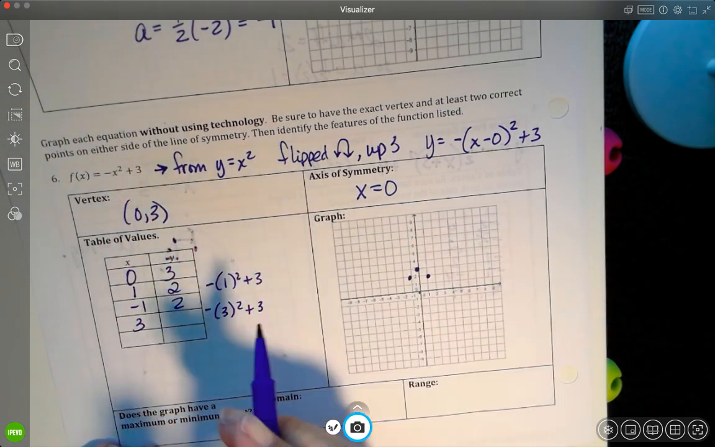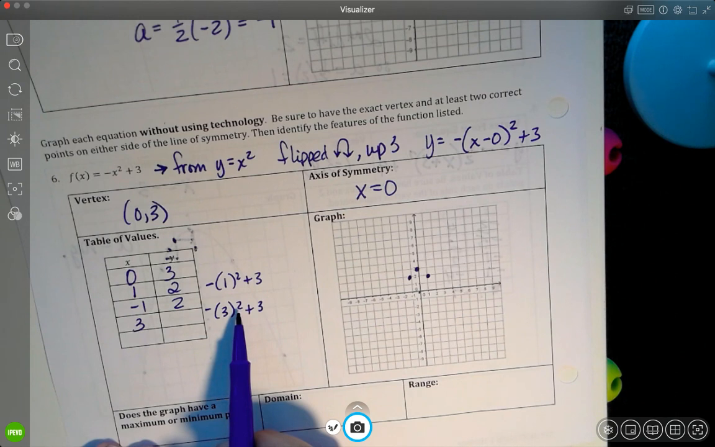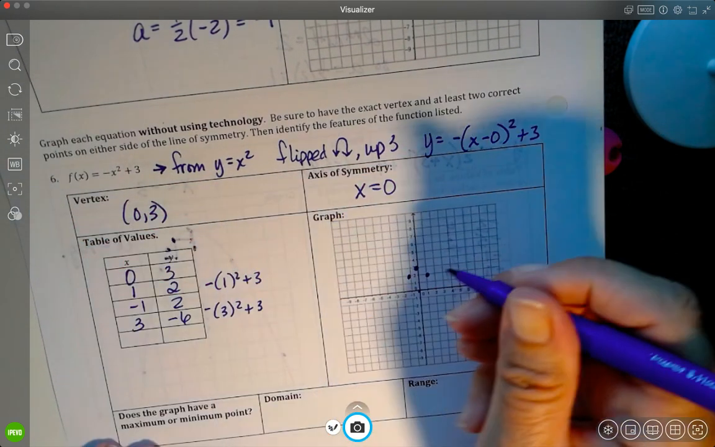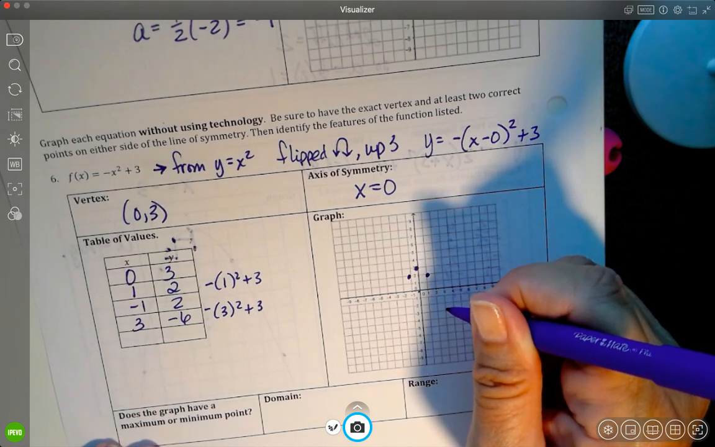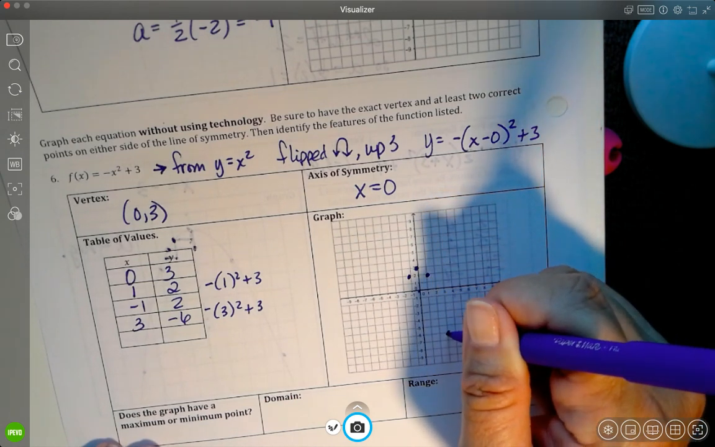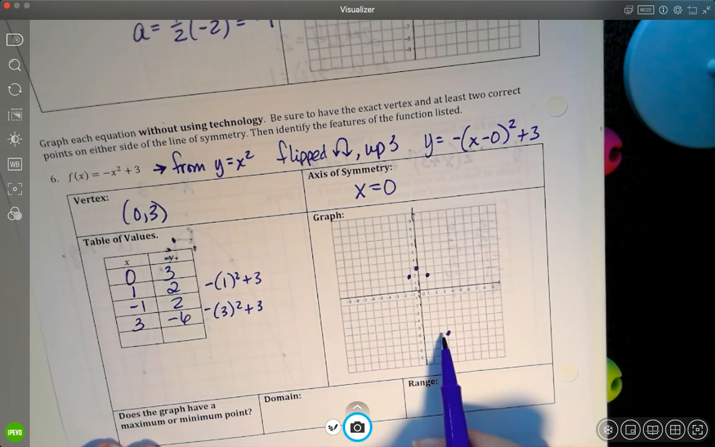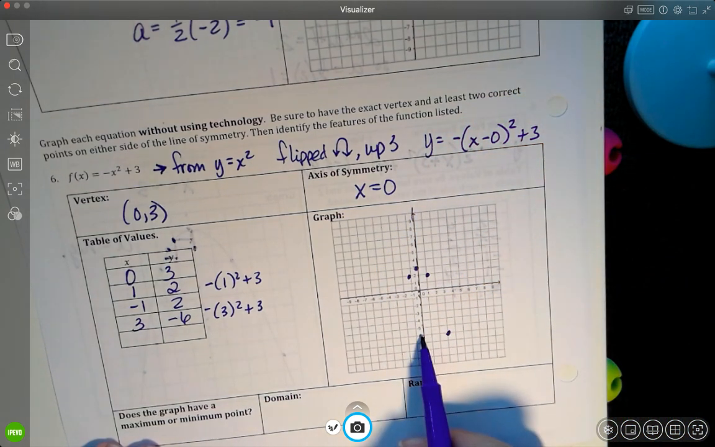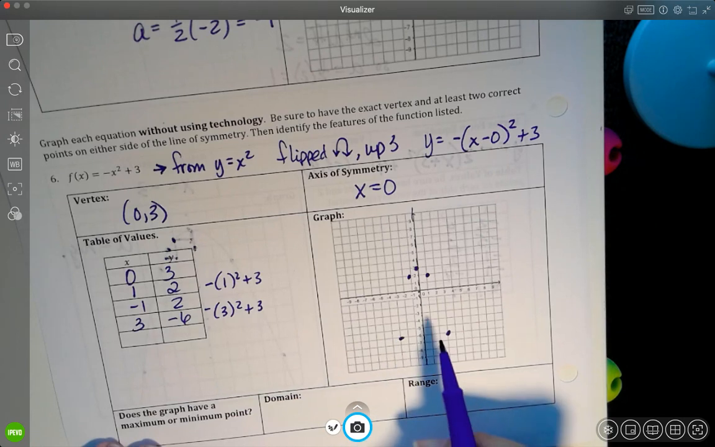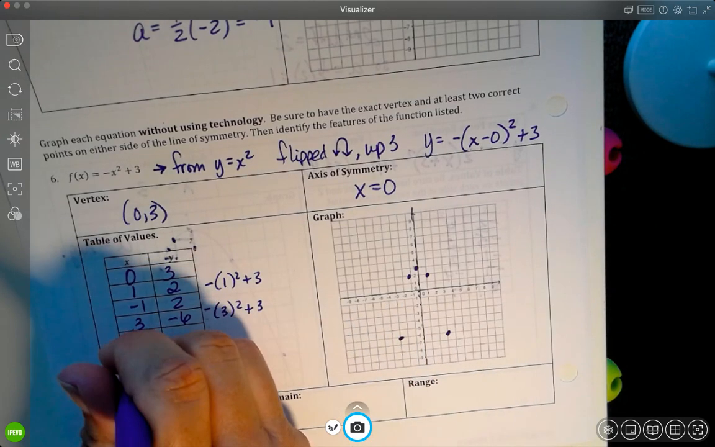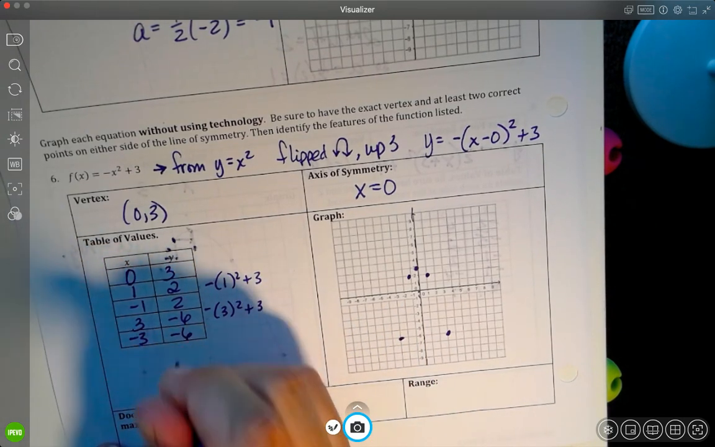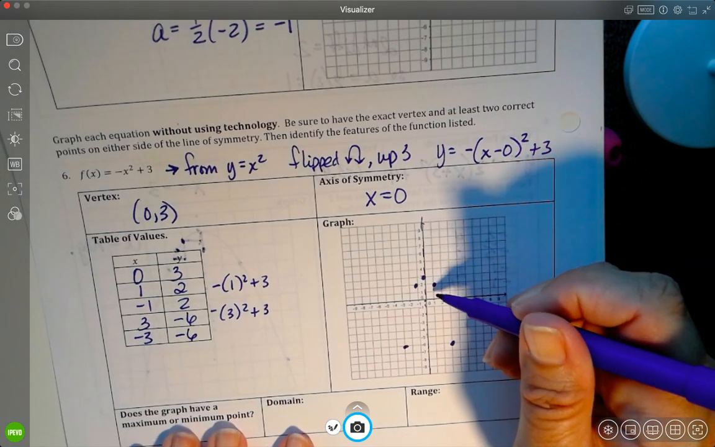Okay, so 3 squared is 9. Negative 9 plus 3 is negative 6. So 3, 1, 2, 3, 4, 5, 6. And since this is my axis of symmetry, I can count 1, 2, 3 to my axis of symmetry, and then 1, 2, 3 on the other side. So also negative 3, negative 6. And then you could sketch a smooth curve.